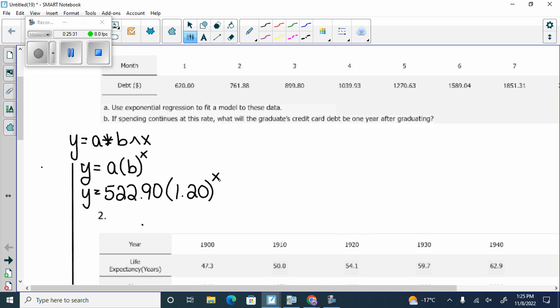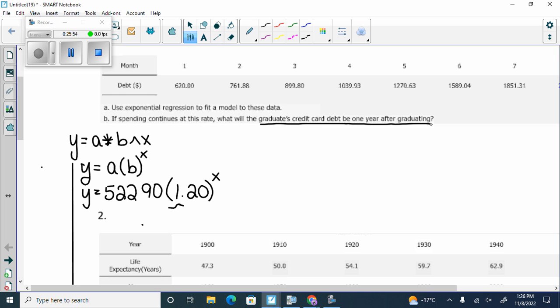Whenever this b is greater than 1, this graph is growing. If it's between 0 and 1, it's decaying. This one is growing, so it works. But here it says, if the spending continues at this rate, what is the graduate's credit card debt? What will it be after 1 year? So what's it making me look for? 1 year.